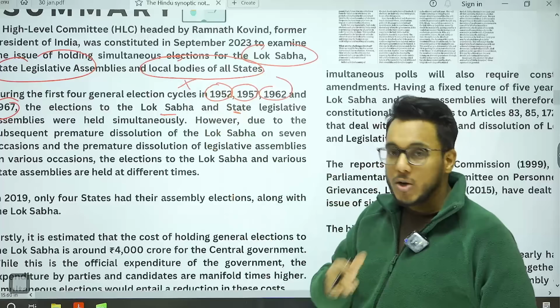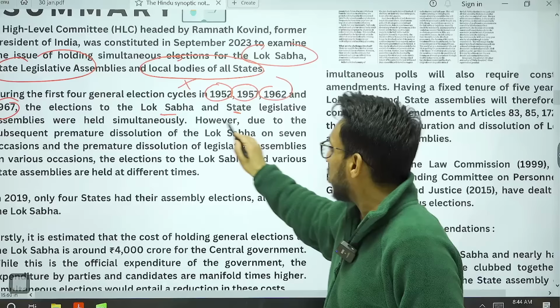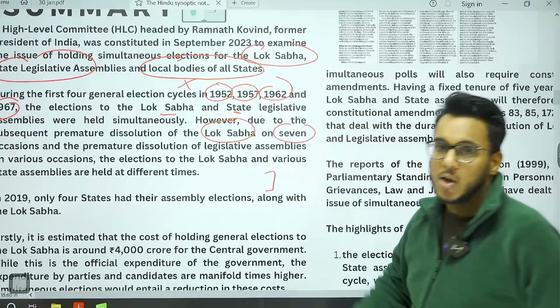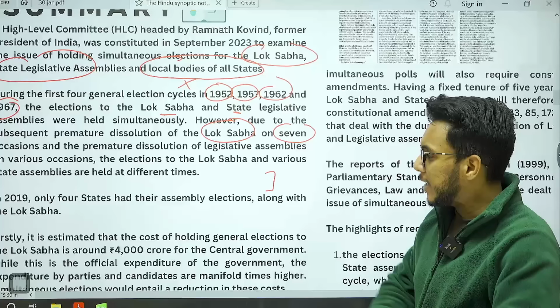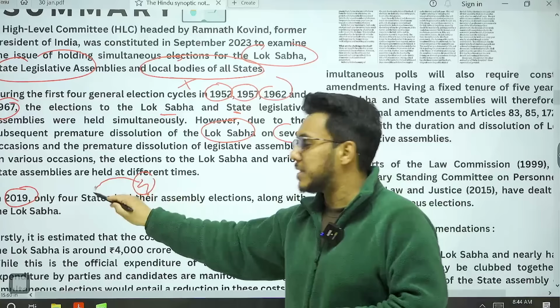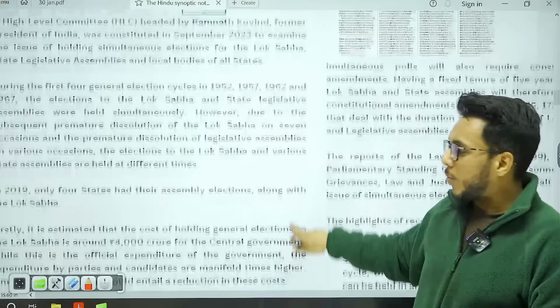Why? Because after 1967 we find that Lok Sabha has been dissolved prematurely on seven occasions, and state legislative assemblies also sometimes came under president's rule, or premature dissolution happened. Because of that, this synchronization has broken, and in 2019 when the last Lok Sabha elections happened, only four states had elections along with Lok Sabha. Now, what will be the benefits of introducing simultaneous election? So, there are multiple benefits.